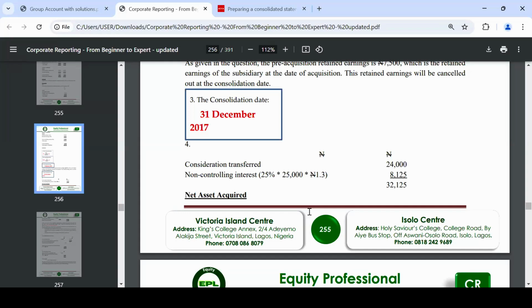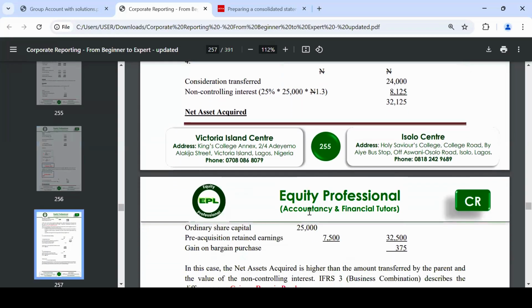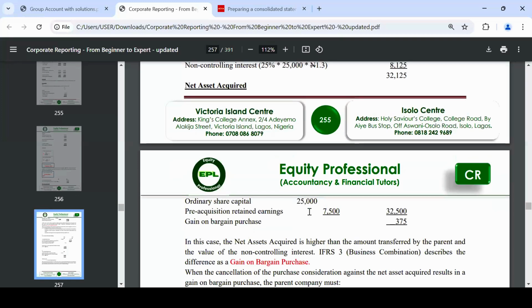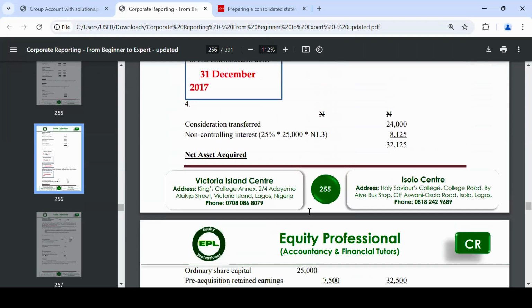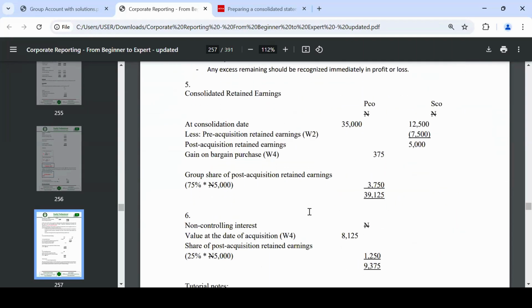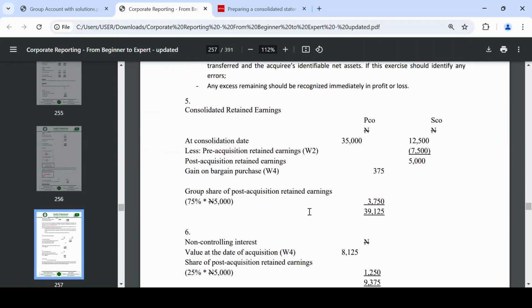Now, the addition of that purchase consideration plus NCI is only 32,125. But when you compare that with the net assets that was acquired at that acquisition date, it was 32,500. Now we have a gain on bargain purchase of 375 naira. Now, since the question is not so different except for the share price and the fact that there is a gain on bargain purchase, I'll just scroll down to how this was treated. You will see that under, let me annotate.